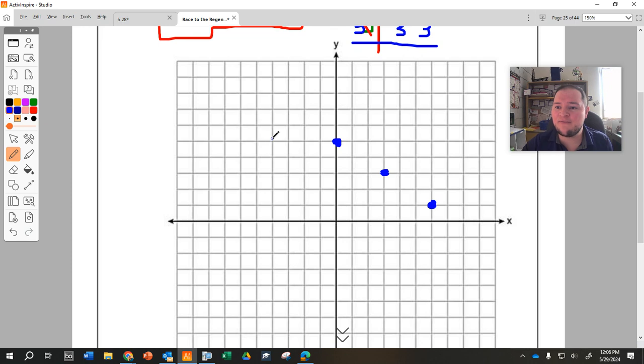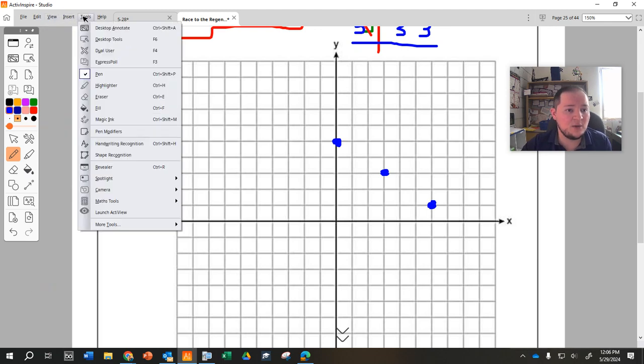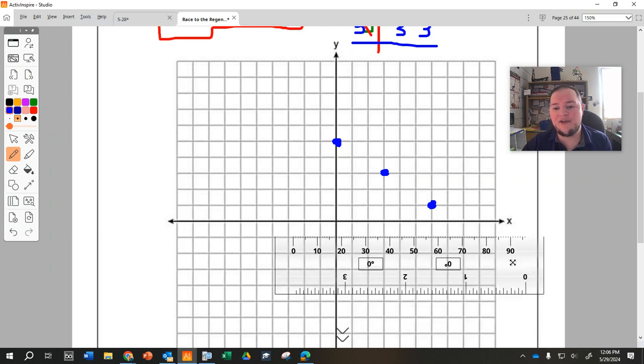Now take a ruler. Don't freehand draw it. You're given a ruler on the Regents. Actually, it's part of the testing. You have to have a ruler. So I'm going to use, where is it? Maths tools, ruler. I'm even going to make myself do it here.